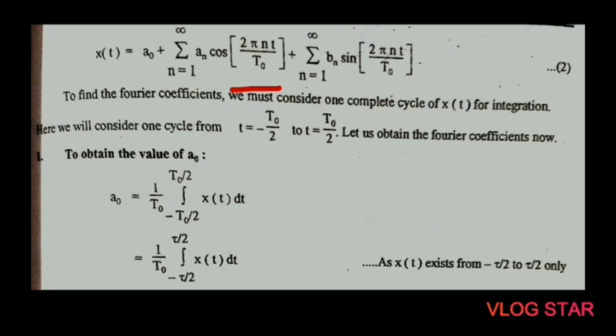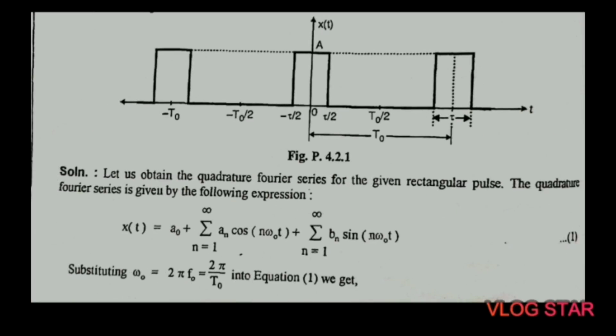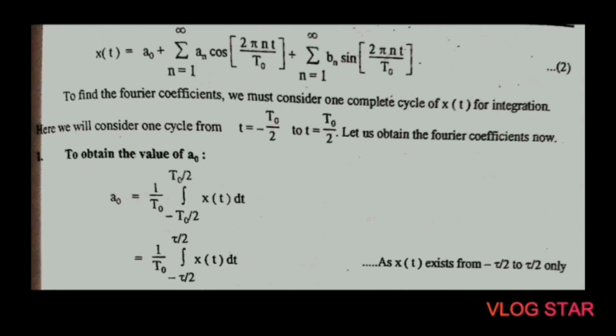To find the Fourier coefficients, we must consider one complete cycle of x(t) for integration. As we know, a0, an and bn are the Fourier coefficients. If we see the diagram, the limits are from minus tau by 2 to plus tau by 2, so we just put minus tau by 2 to plus tau by 2 as the limits. The first Fourier coefficient is a0, then an and bn.